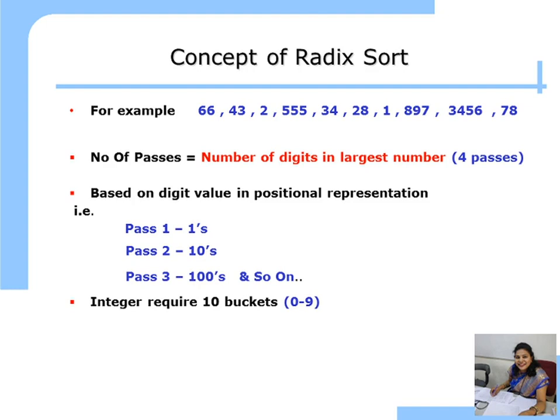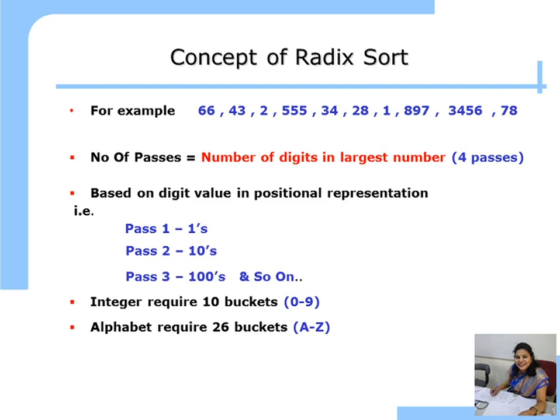The next concept is integer. If you want to perform the radix sort on integers, then you require 10 buckets, as the original numbers are 0 to 9, and all the others are combinations of these 0 to 9 only. And if your data is alphabet, if your data is character, then we require 26 buckets, that is from A to Z.